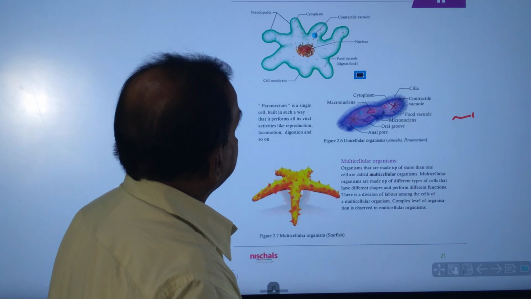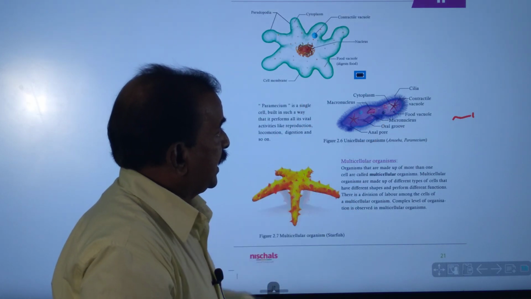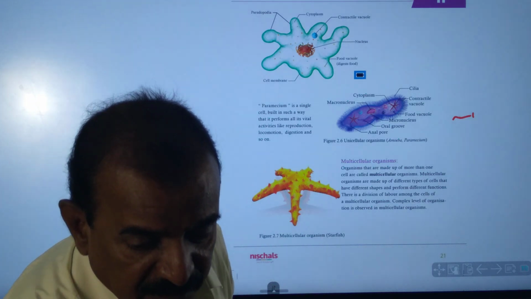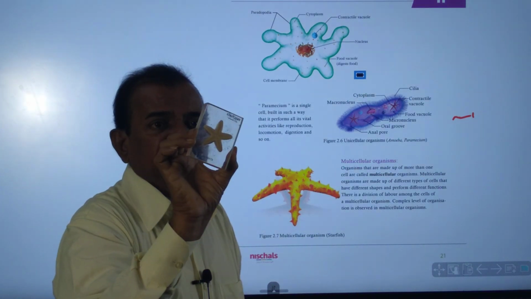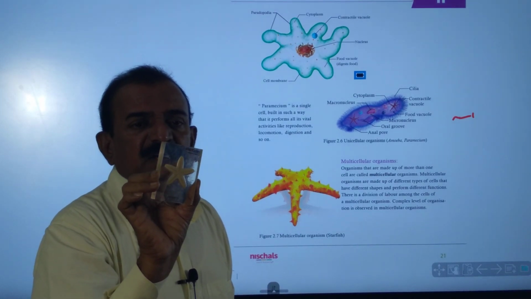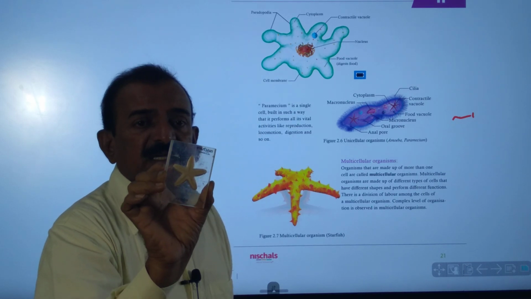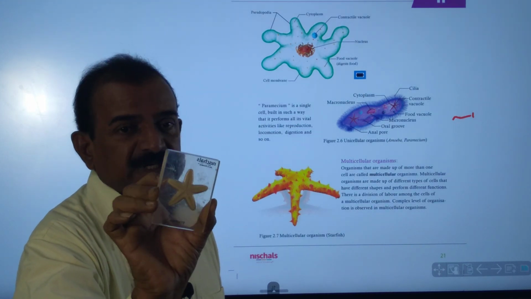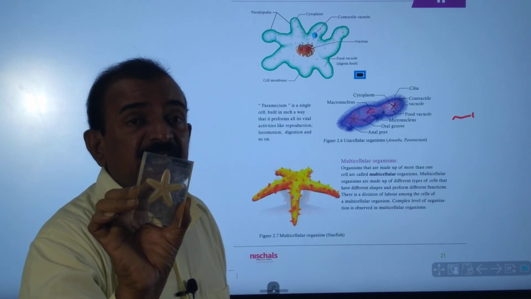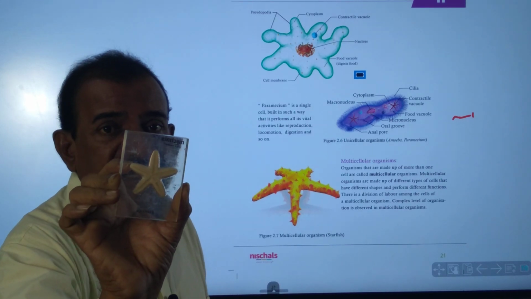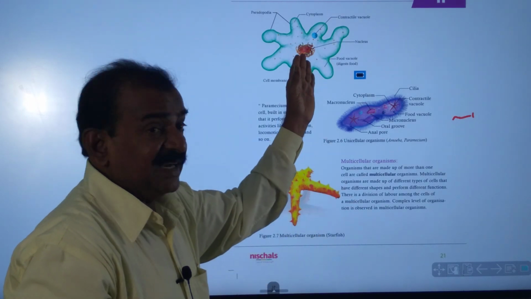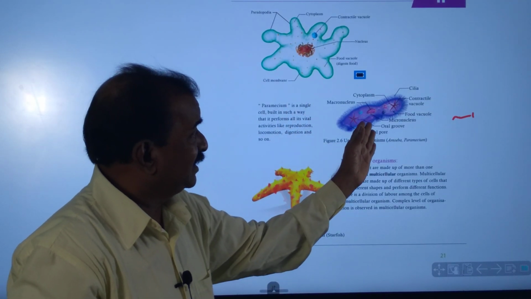Children, here you are observing amoeba, paramecium, and starfish. This is a starfish. It looks like a star, and it belongs to the phylum Echinodermata. It lives in oceans, at the bottom of the ocean, and it is flat. These are multicellular organisms. This is a starfish, this is an amoeba, and this is a paramecium.